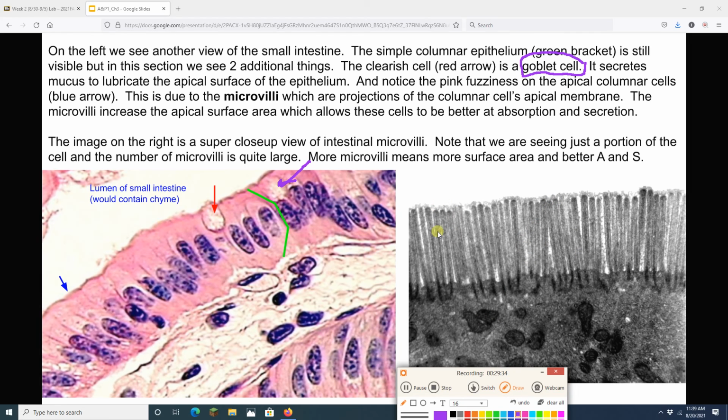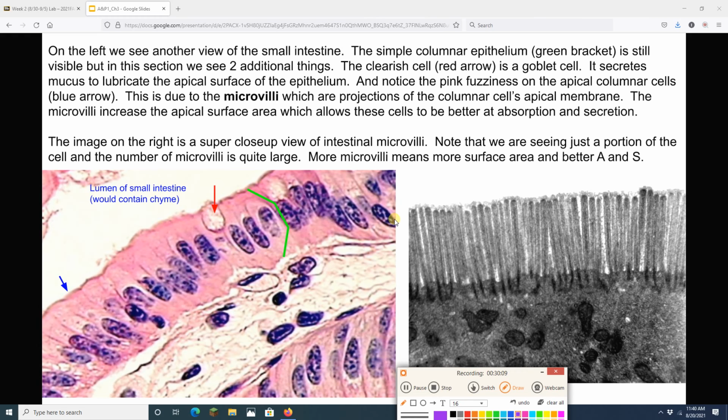If I drew this cell right here, let me draw a cell here. I know I'm drawing over all the words. The apical surface has all these little extensions like that. And there's my nucleus down there. Now, all these little extensions give these cells more surface area. And more surface area means there can be more proteins involved in that cell membrane for absorption and secretion.